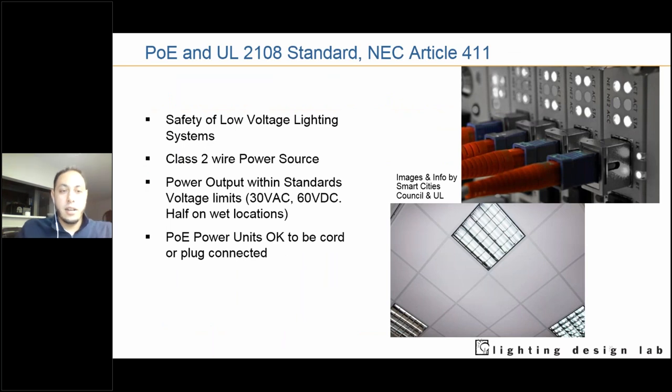Other standards that are good to keep in mind when it comes to the PoE world is UL 2108, which talks about safety for low voltage lighting systems, where including class 2 wires with PoE Ethernet cables, your RJ45, these are class 2 wires.